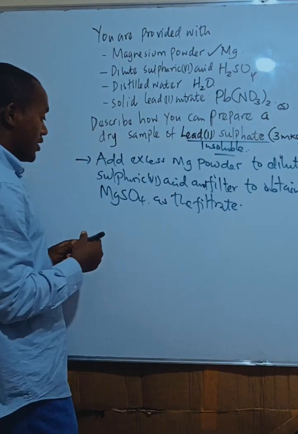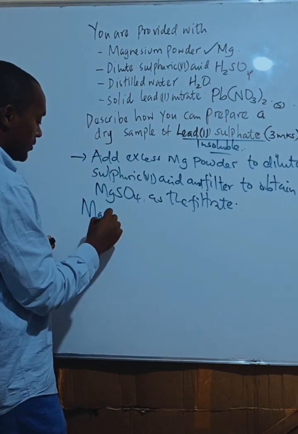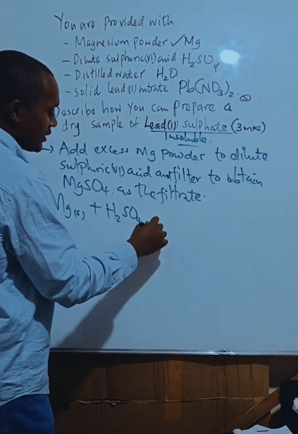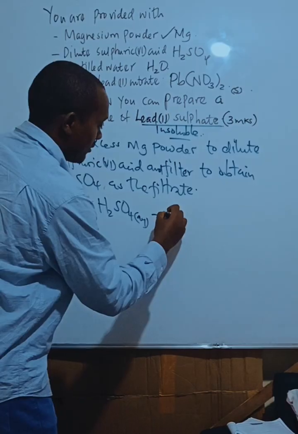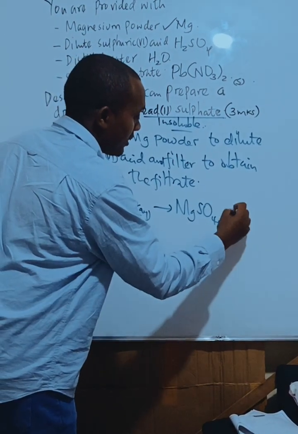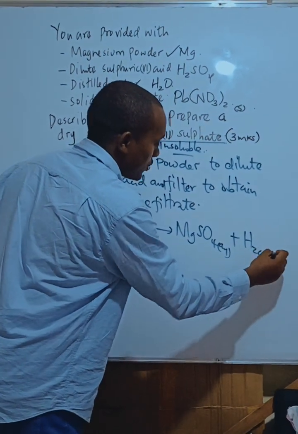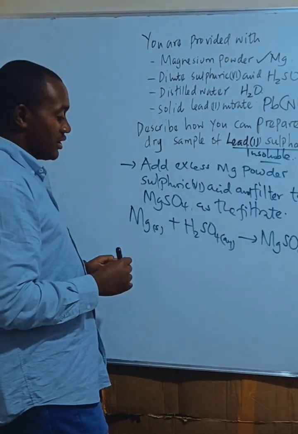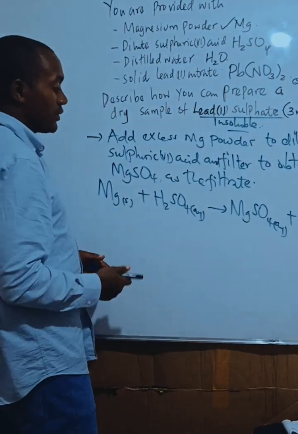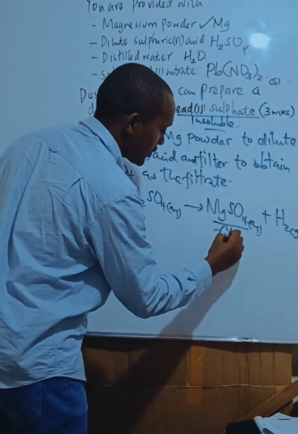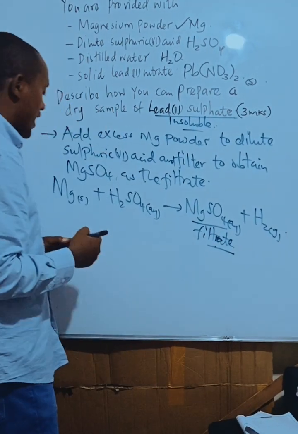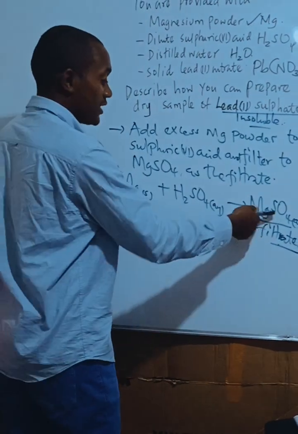The reaction that takes place here: magnesium plus H2SO4 aqueous gives us magnesium sulfate aqueous plus hydrogen gas. So we see bubbles. There is effervescence due to production of hydrogen gas. Oxygen 4, hydrogen 2 here, magnesium 1 here. So this is the filtrate now. We filter so that we remove unreacted magnesium powder.